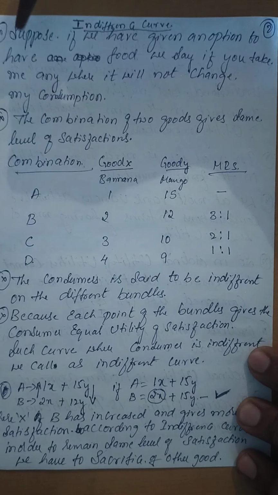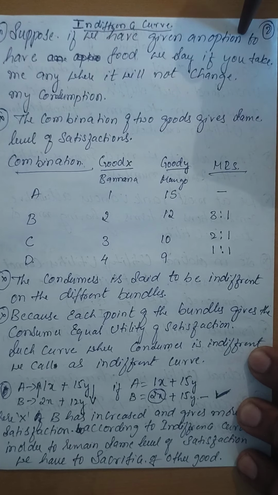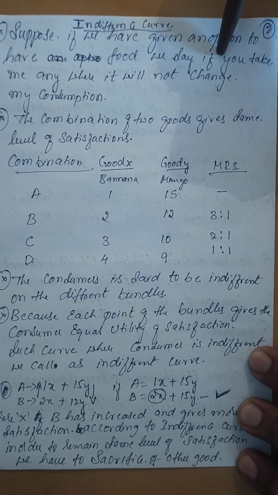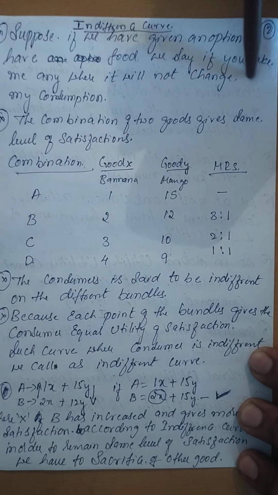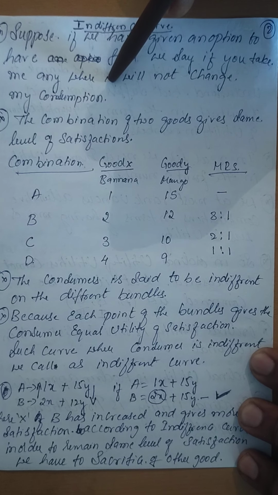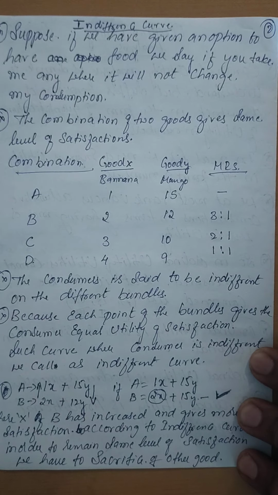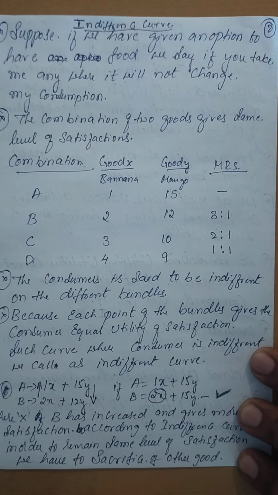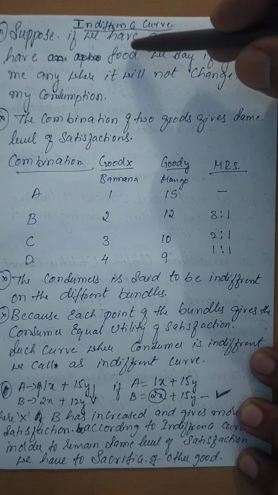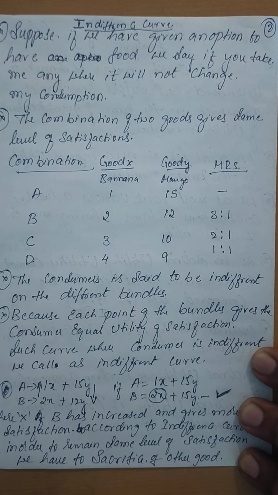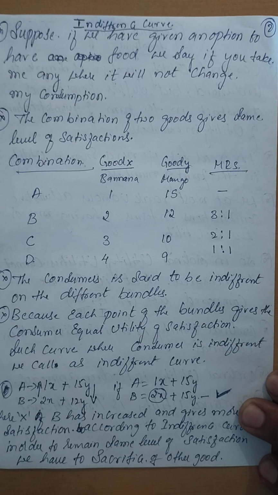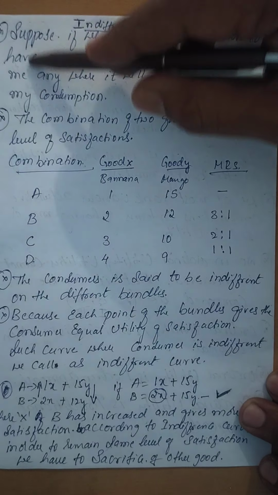curve. Suppose we are given an option to have food, and we say, if you take me to any restaurant, any hotel, anywhere, it will not change my consumption level. That means my level of consumption is having food. It will not change at all wherever you go, because I am hungry. At lunch break time, 1 o'clock or 2 o'clock, we feel very badly hungry. It doesn't matter what we have, it becomes a level of consumption. That means no change in consumption takes place, however much you take at any of the restaurants. So this is the example.